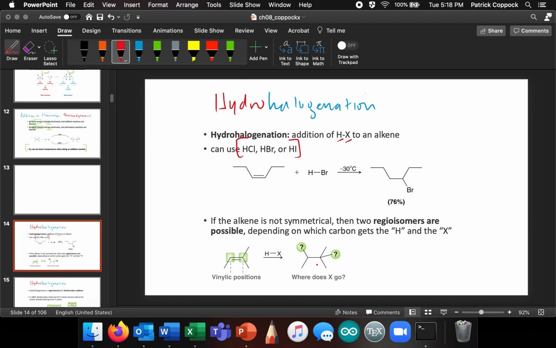If we do this at cold temperatures, then we get a pretty good yield of addition. Now, the alkenes we've considered at this point are symmetrical. There's a hydrogen here and a hydrogen here. If the alkene is not symmetrical, then you need to appreciate that there are two possible regioisomers. Here's one that's asymmetric. We might get the halogen over here, or alternatively on the other side. So the question is, where does it go?